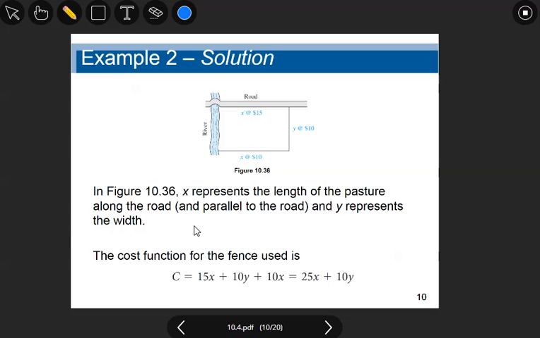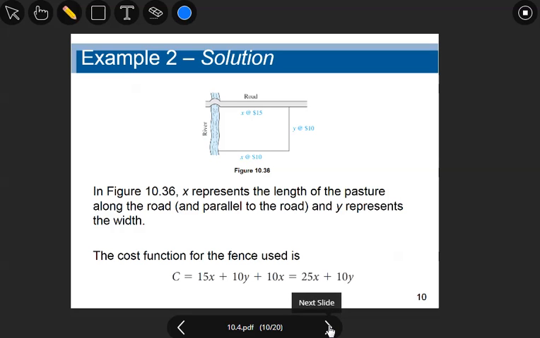Now we can write an expression for the cost function. Here it is $15 per foot, and the total length is x, so 15 times x, and here it is 10 times y, and here it is 10 times x. So altogether it becomes 25 times x plus 10 times y.